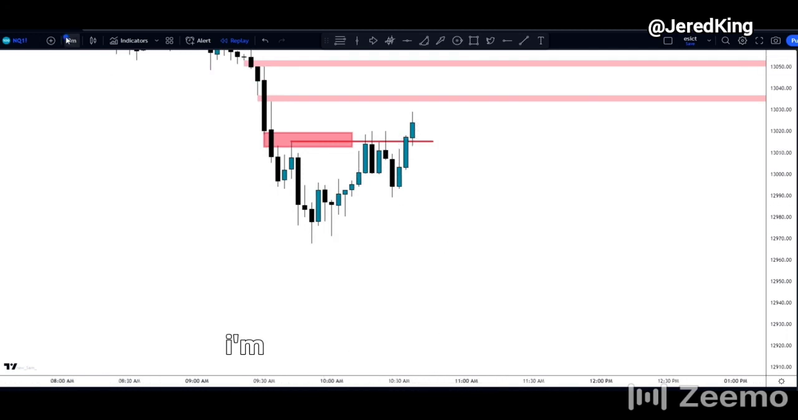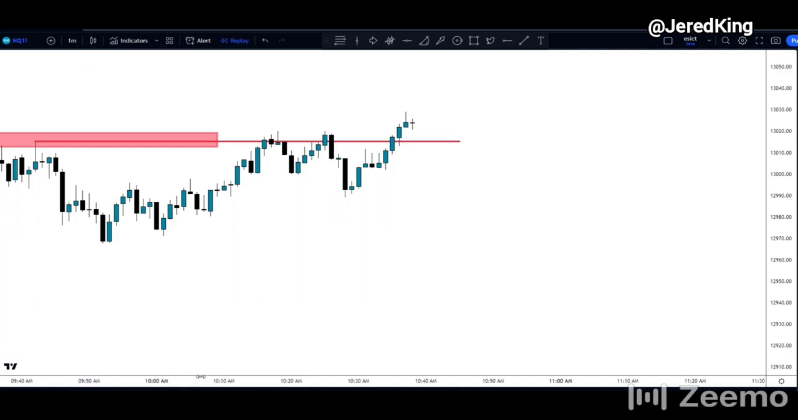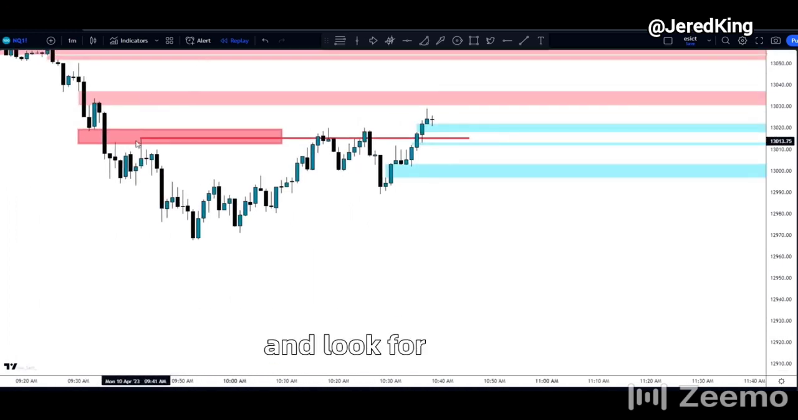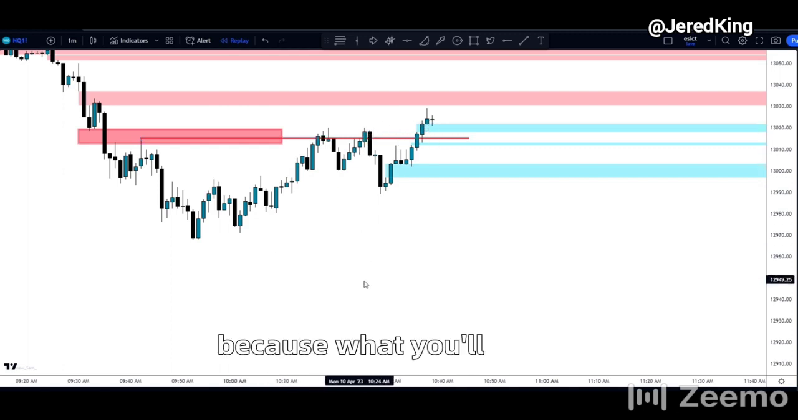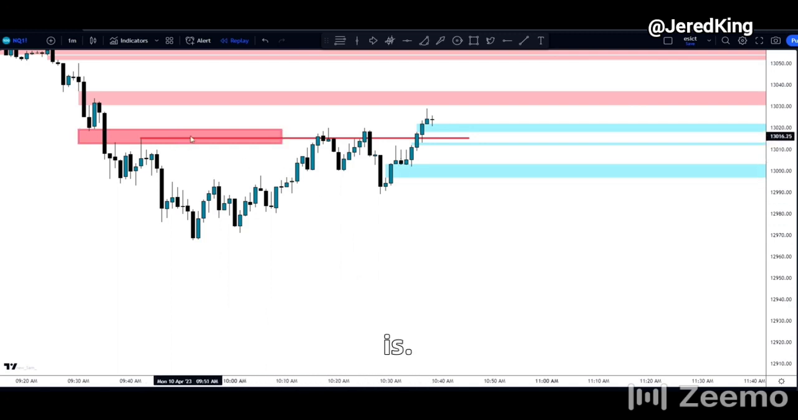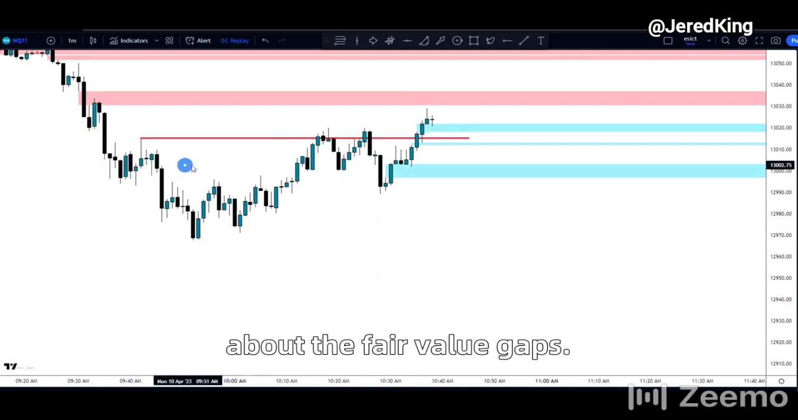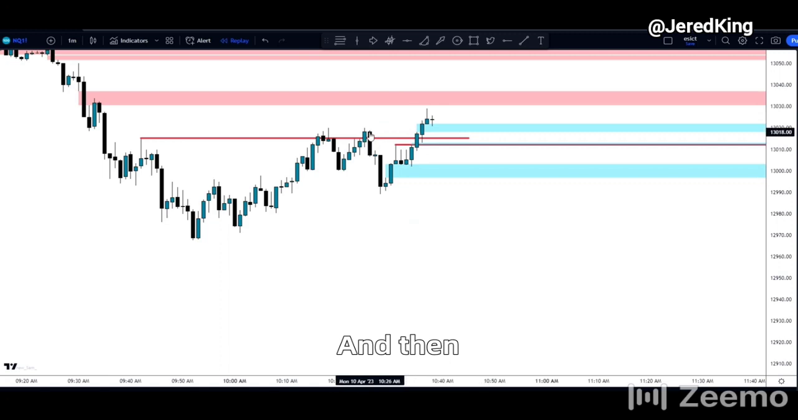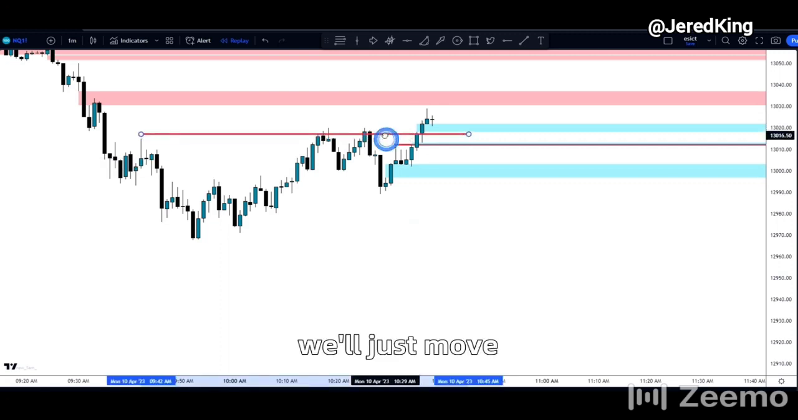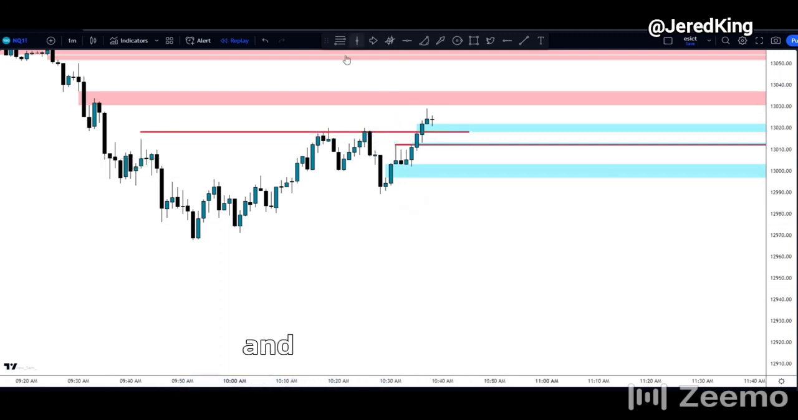So now I'm going to drop down to a 1-minute chart and look for price to return back to the red line or somewhere in here and fill the fair value gap. Because what you'll see on the 1-minute chart is price doesn't really care about the fair value gaps. What it cares about is the breaker blocks and mitigation blocks coming back to either here or here. So let's put a line there. Boom. And then we'll just move this one up a little bit and see what happens.